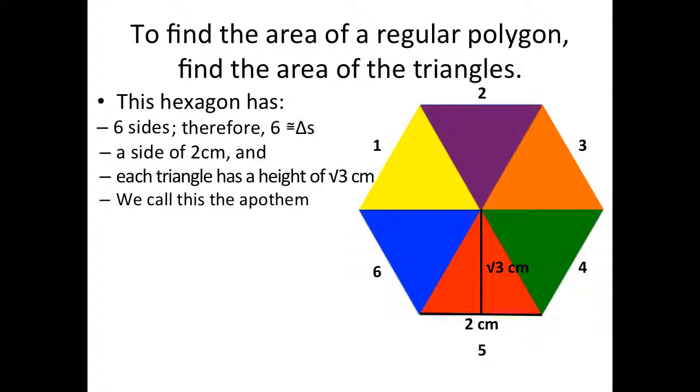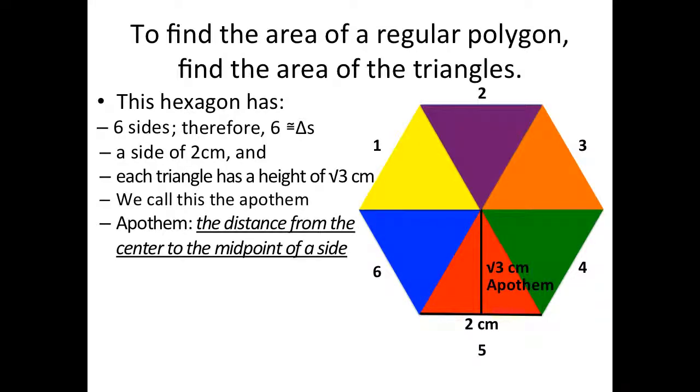We call this height the apothem. The apothem is the distance from the center of a polygon to the midpoint of a side. So that height of a triangle is the apothem, because again the apothem goes from the center of the polygon to the midpoint of one of the sides, and that's called the apothem.